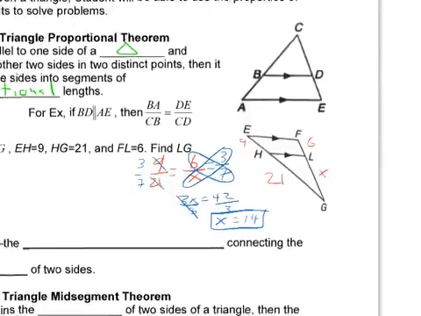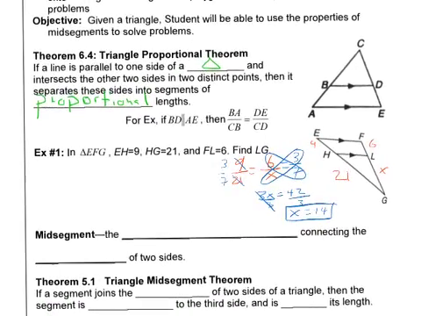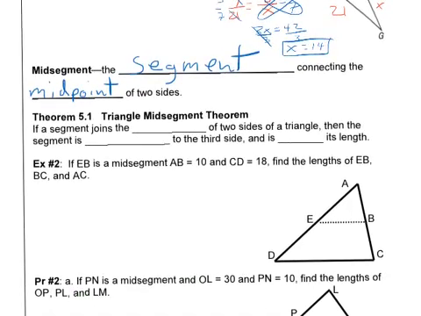Sweet, easy. Let's go on to the next thing. We're going to talk about midsegments. Now, the midsegment is the segment connecting the midpoints of two sides. So this is the midsegment theorem: if a segment joins the midpoints of two sides of a triangle, then the segment is parallel to the third side and is half its length.